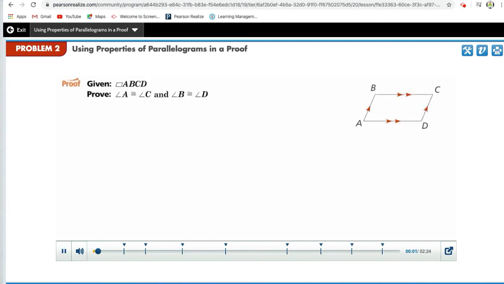In this problem, you will use properties of parallelograms in a proof. You are given parallelogram ABCD. Prove that angle A is congruent to angle C, and angle B is congruent to angle D. Start with the given information: quadrilateral ABCD is a parallelogram.